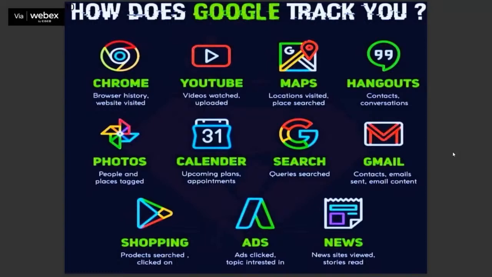First of all, if we are using Google Chrome, then whatever browser history there is and the websites we visited are already stored in the history and the cache. We never delete our history, we never clear our cache memory, right? Through this, Google Chrome shares this information with Google. And then YouTube: whatever videos we watch on YouTube, and if you have a channel, whatever videos you upload, this also goes straight to Google.